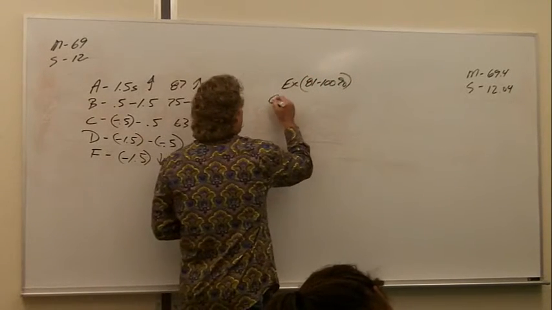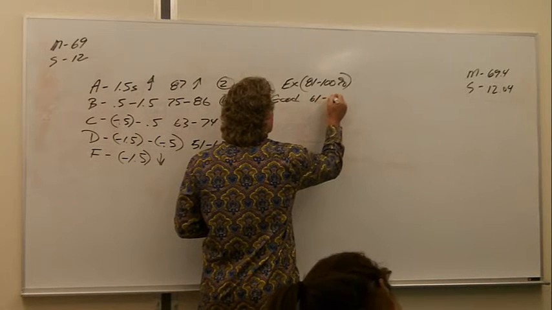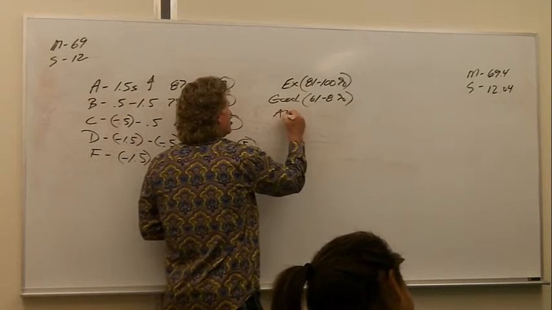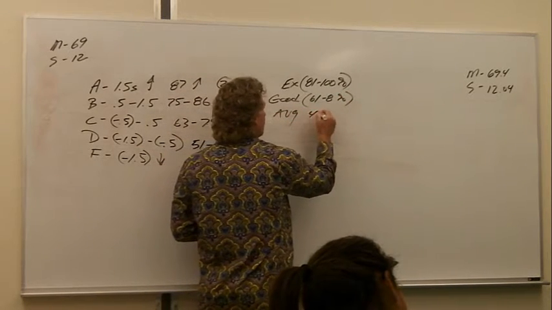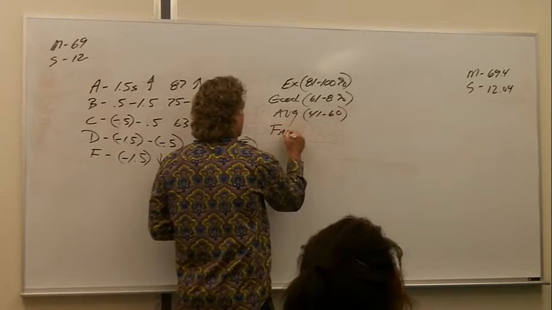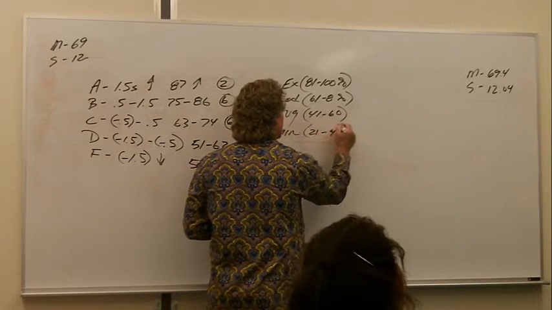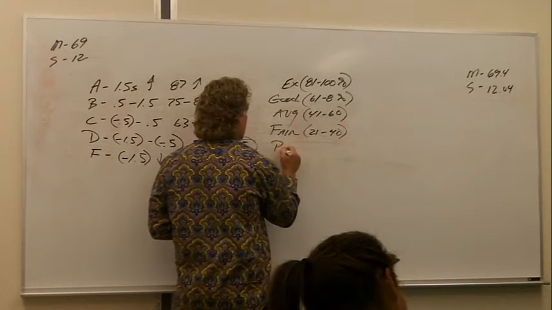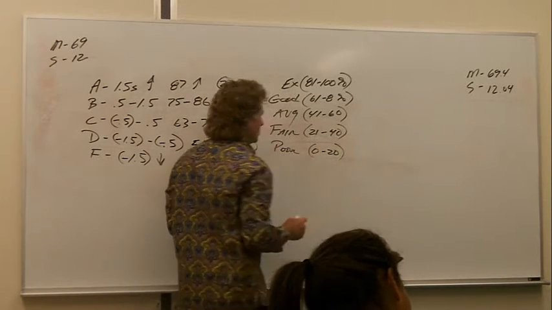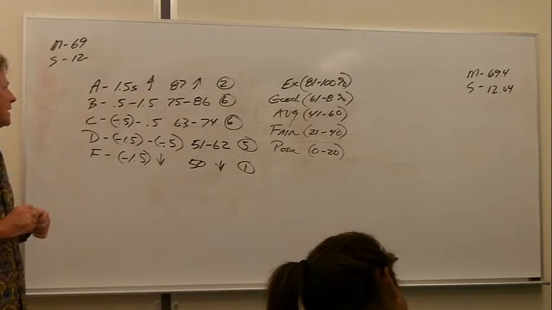The good category will equate to a 61 to 80%. Average is 41 to 60%. Fair is 21 to 40%. And poor is 0 to 20. So that's typically how it works out on a 5-category scale.